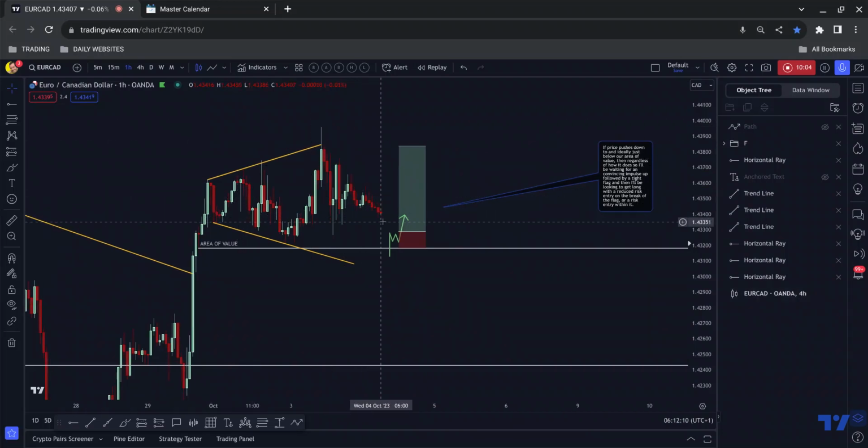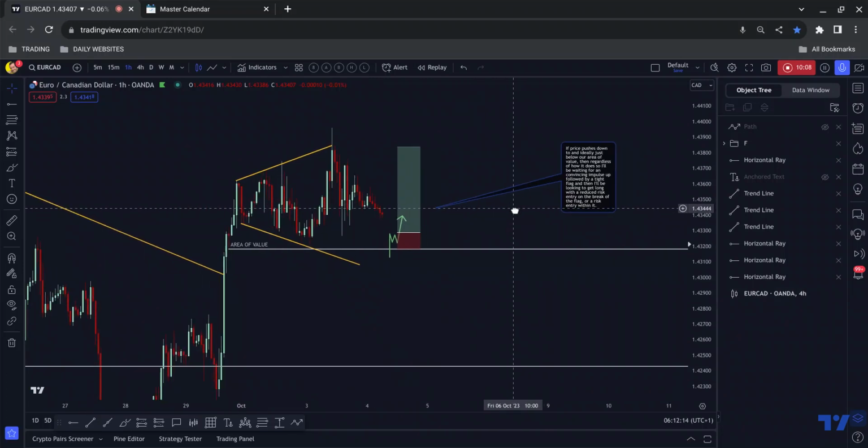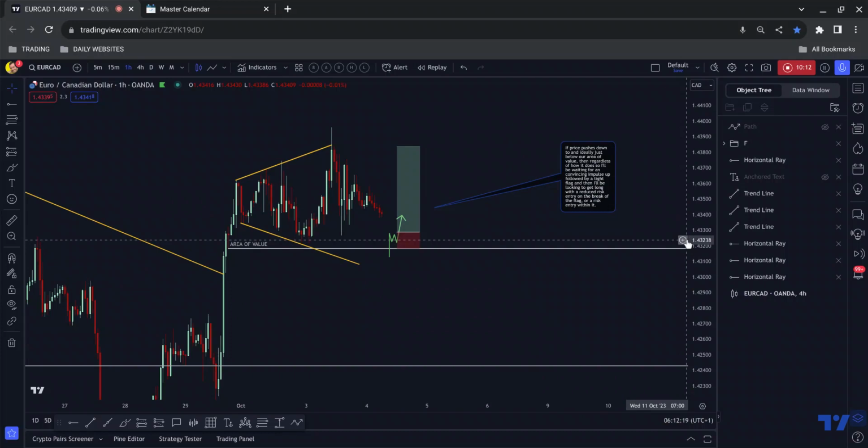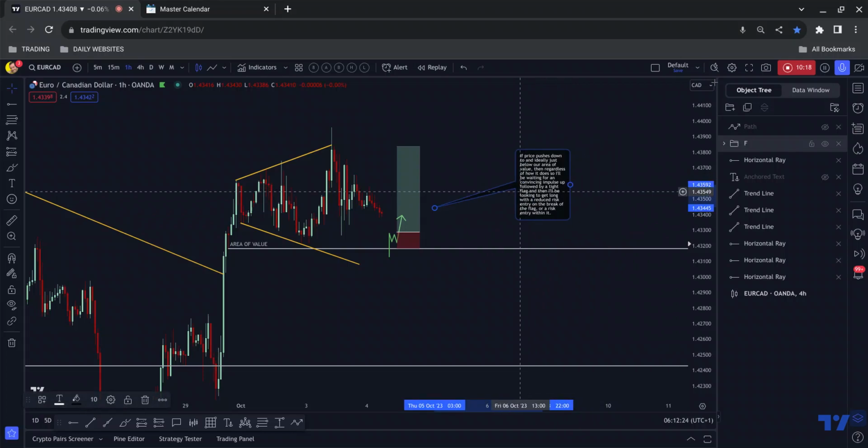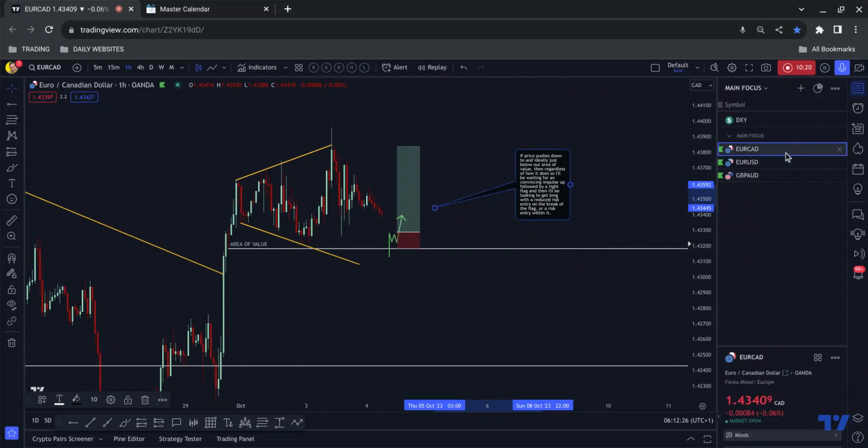You can see price trickling down. We shall see what price does, and that is what I'll be looking for on that pair. And you can see the alert set there to see if we tap into the area. And of course, if we don't, then I will not be looking to place a trade. So moving on to the next pair.